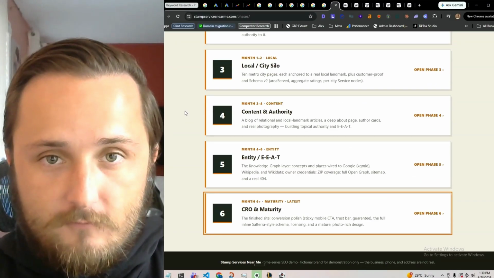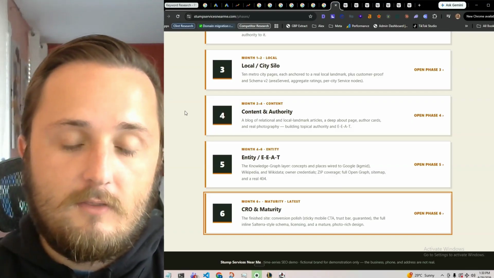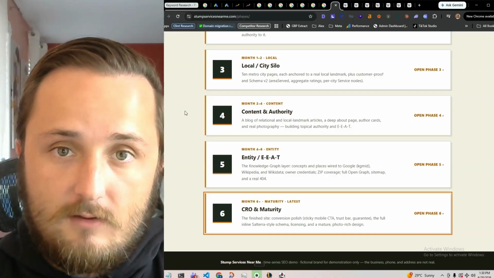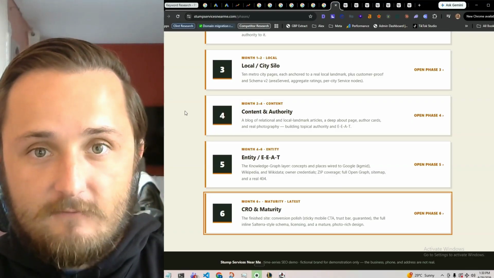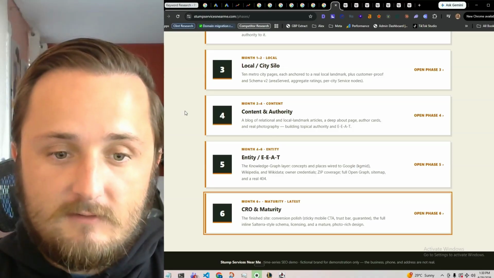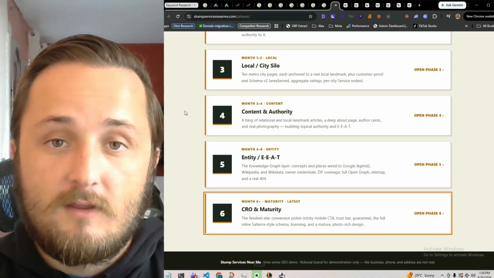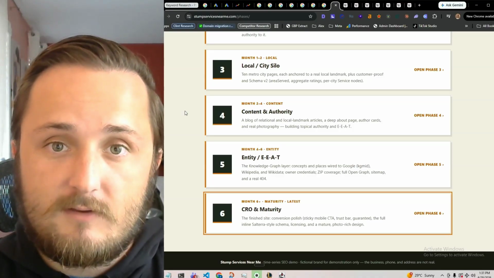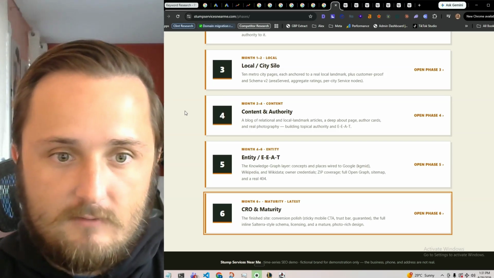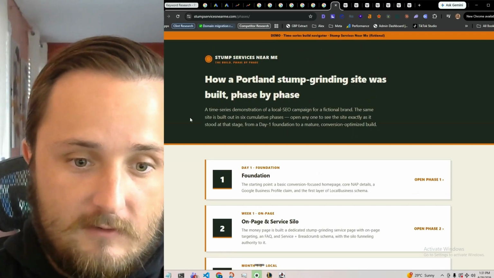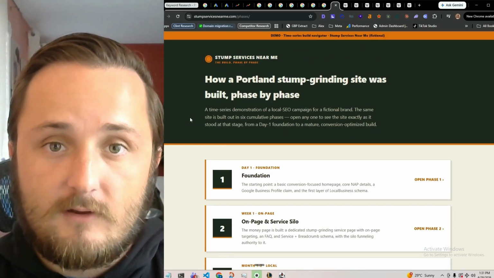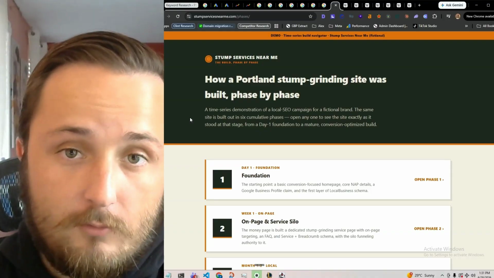In the fourth phase, we're going to focus on the content and authority of the pages. Then in the fifth one, we're going to focus on entities. Then for the sixth and final phase, we're going to work on CRO or conversion rate optimization and maturity of the site.